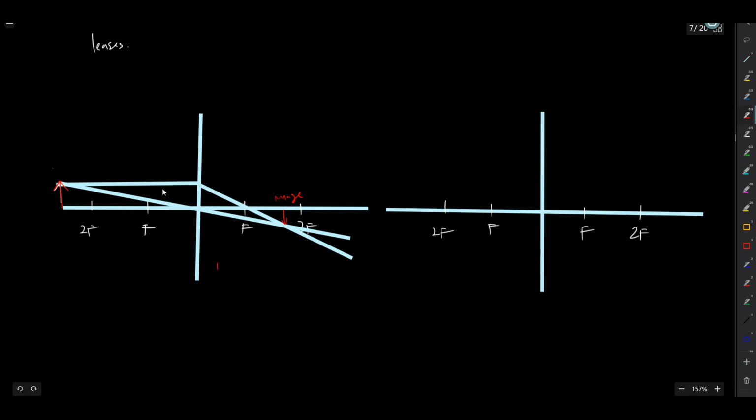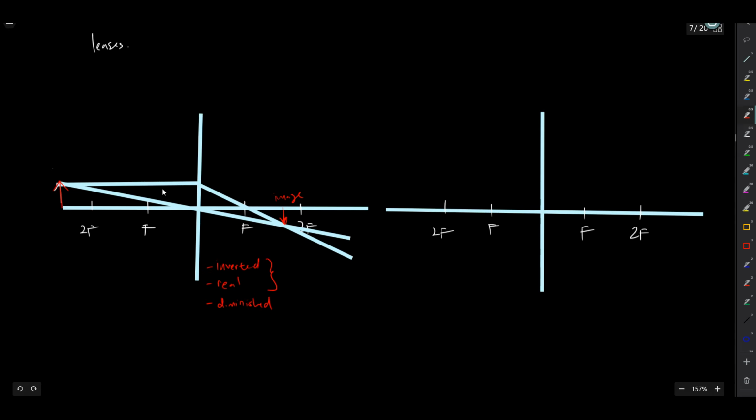And the characteristics here are inverted, real. By the way, these two always go together. Whenever it's real, it will be inverted, and then this is diminished, because the size is smaller. Now, whenever it's real, it's inverted. So please take note how you draw the arrow also.